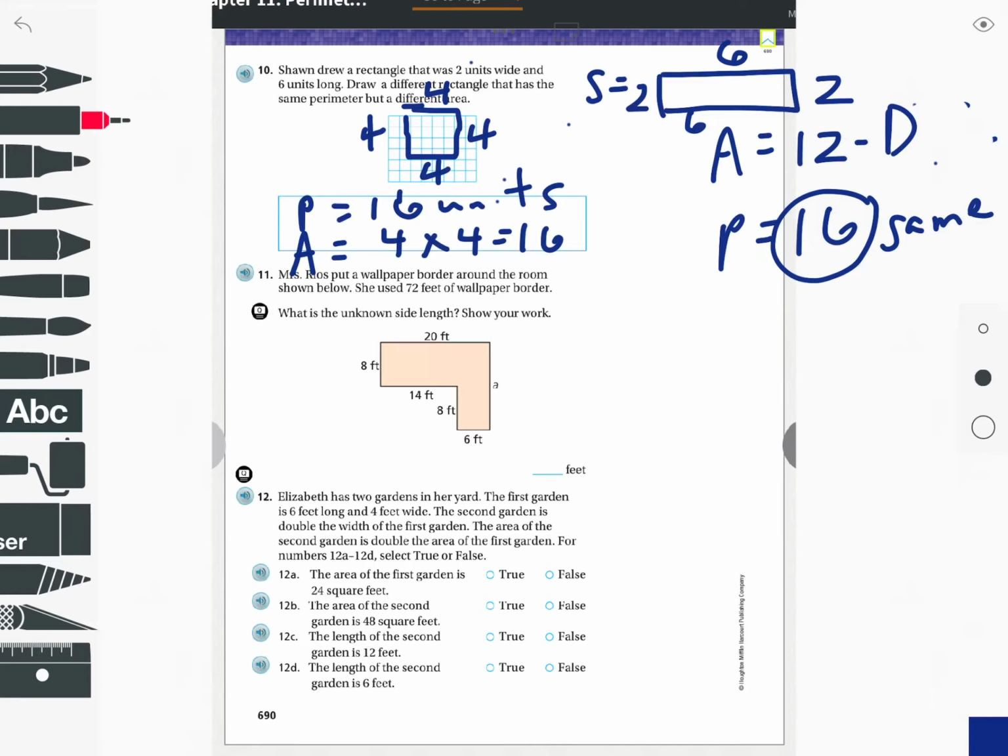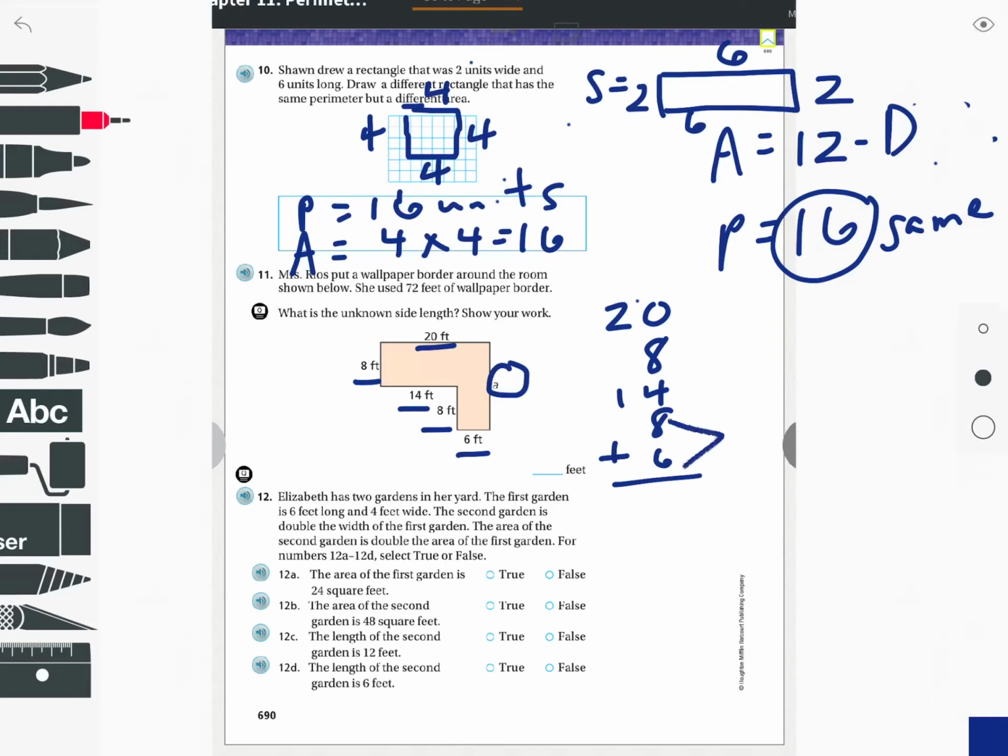Mrs. Rios put a wallpaper border around the room shown below. She used 72 feet of wallpaper border. What is the unknown side? So I know to figure out this side, I have to add 20 plus 8 plus 14 plus 8 plus 6 to figure out what is left for this side. I can add it all at once, or I actually can add it separately. So let's make sure I have all the sides. 20, 8, 14, 8, and 6.